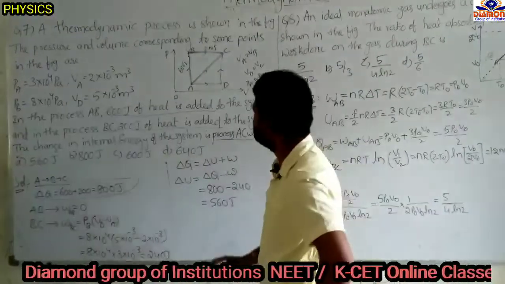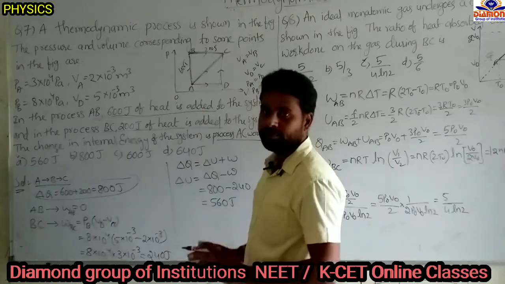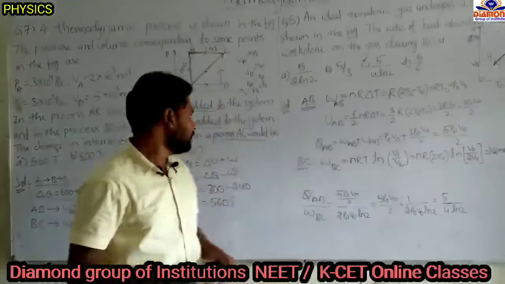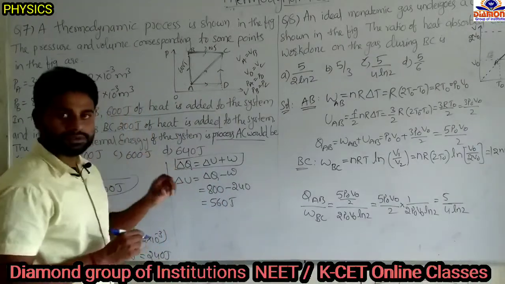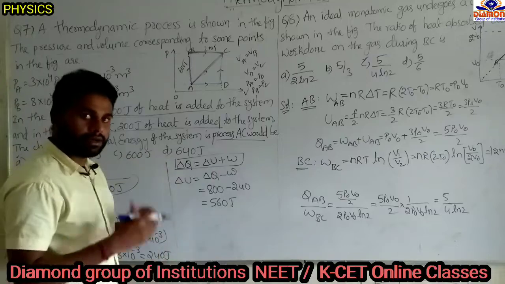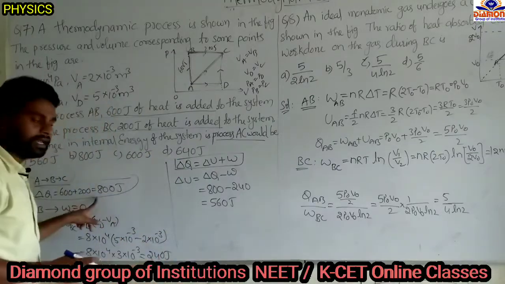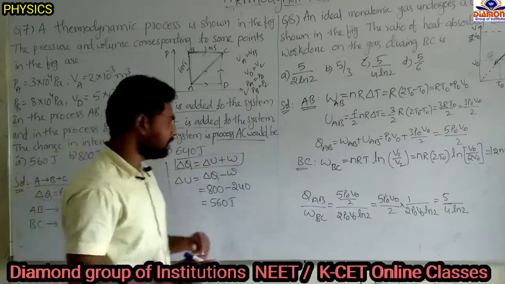Next, see the curve. To find the internal energy, from the first law of thermodynamics we know the formula delta Q equals delta U plus W. Delta Q is how much heat is added or rejected. Here heat is added, which we found already: 800 joules. To find the internal energy, we need the work done, so we have to find the work done.